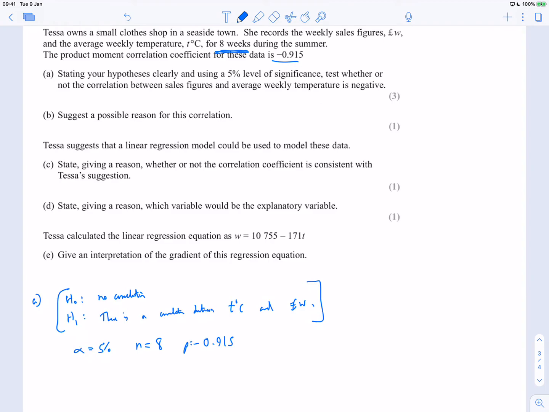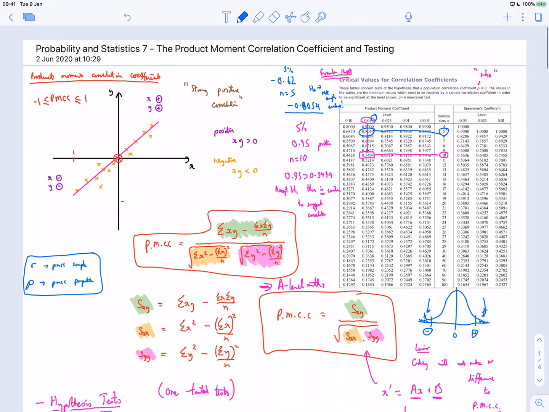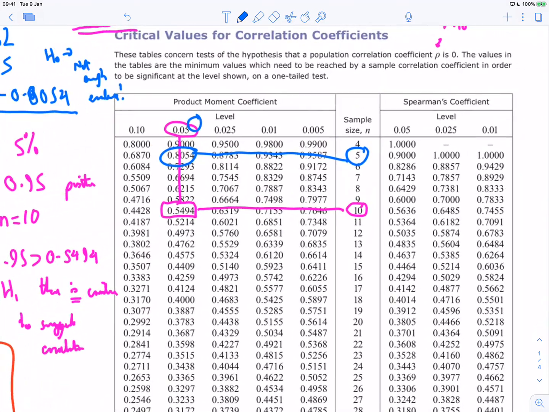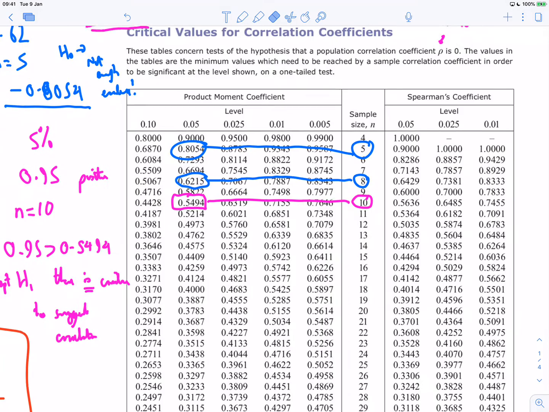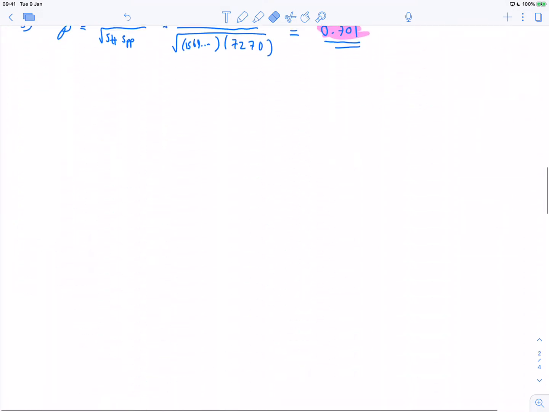Now what we need to do is look at the critical value for when N is 8 and the alpha value is 5%. So if we look up here, okay, so N is 8, we're going to trace over, so 0.6215. Okay, 0.6215. Right, it's 0.6215.